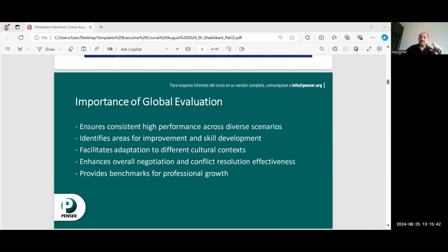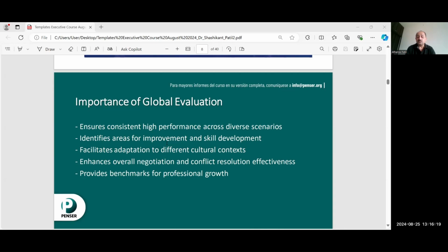So what is a global evaluation strategy, assessment technique, mechanism, or procedure? It is very important. If you have a proper assessment tool, it ensures consistent high performance across diverse scenarios, different situations, and different toxic conditions. It will help you a lot. It also identifies areas for improvement and skill development. This is another way where your employees and individuals will improve themselves, polish their skills, and enrich their knowledge.